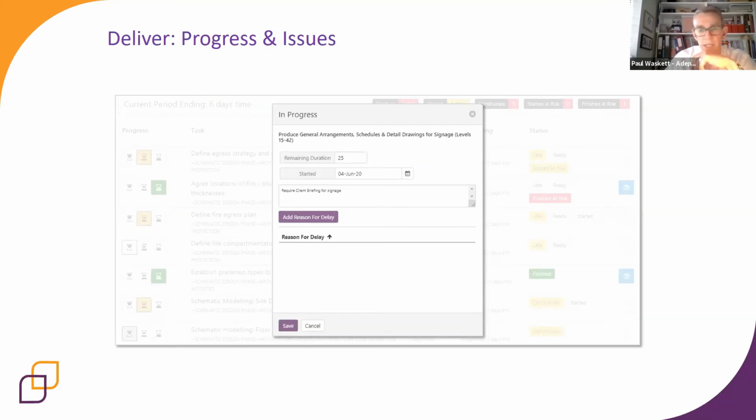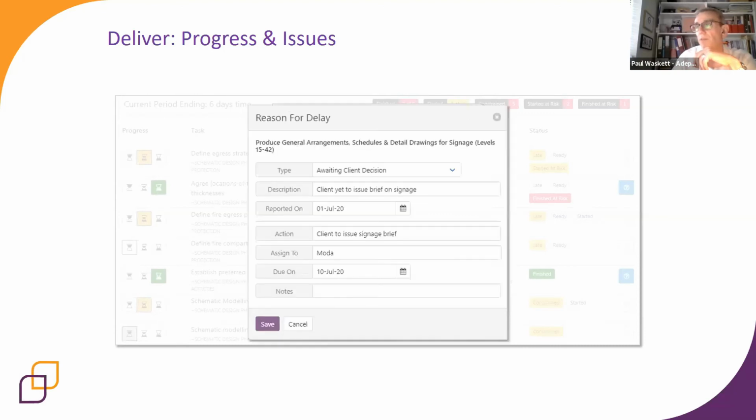And what we're also asking the team to do is to tell us, if activities that should be completed or progressed aren't, what the reason is, and we demand that they record the reason for that, so we can understand what's causing the delay. And also what goes with the issue is any action that can be identified to overcome that issue.